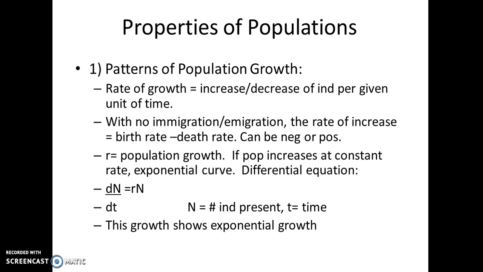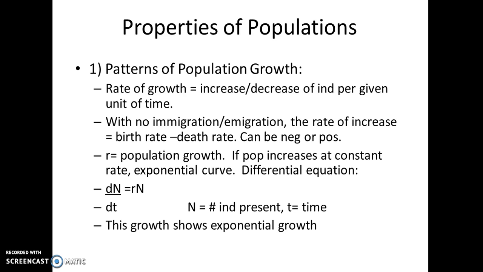So the first characteristic is the patterns of population growth. Now, the rate of growth of a population is equal to the increase or decrease of individuals per given unit of time. Either the population increases over a unit of time, or the population will decrease because the number of individuals are leaving the population. Now, with no immigration or emigration, that's people moving in or people moving out, the rate of increase is equal to the birth rate minus the death rate, and it can be either negative or positive.